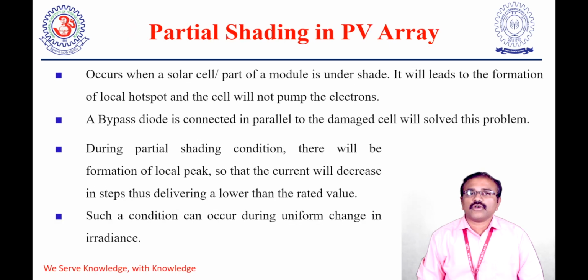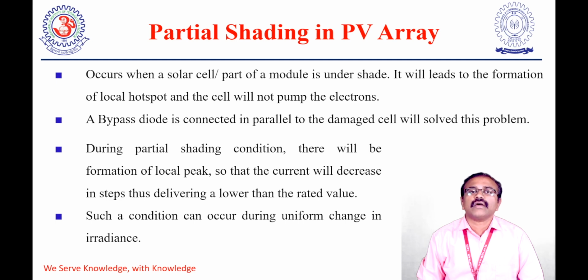So this is our main topic, partial shading in a PV array. We have so many PV panels in our day-to-day life, in our buildings and other places. Partial shading will occur when some part of a module is under shade. It will lead to the formation of a local hotspot, and the cell will not pump the electrons. As soon as the shade occurs, the voltage will not appear. A bypass diode connected in parallel will solve this problem.